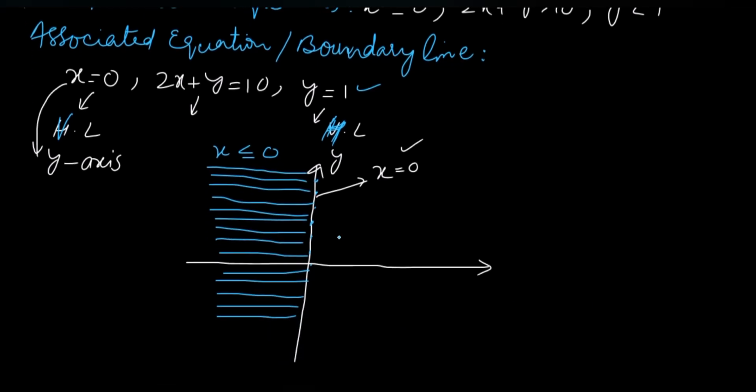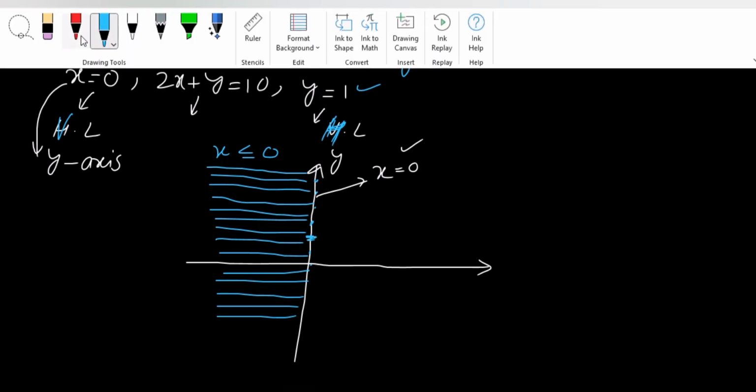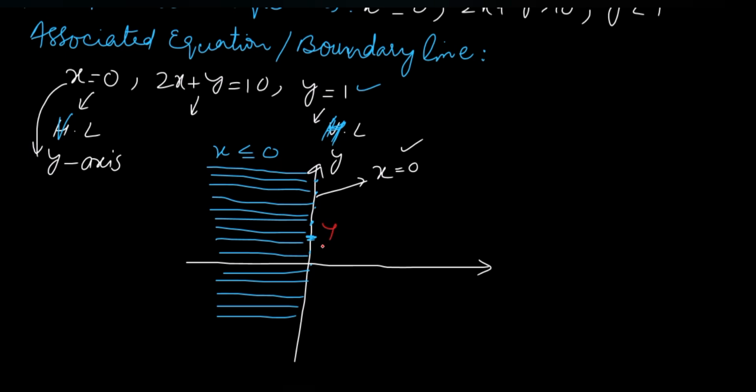So y is equal to 1. Suppose this represents y is equal to 1. This height represents y is equal to 1. So y is equal to 1 is actually a horizontal line here. This horizontal line represents y is equal to 1 here.